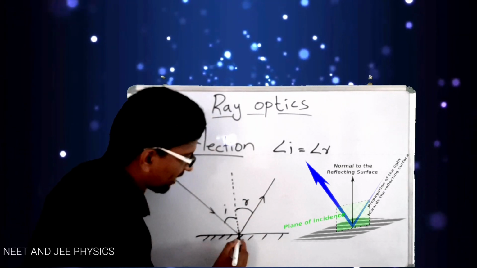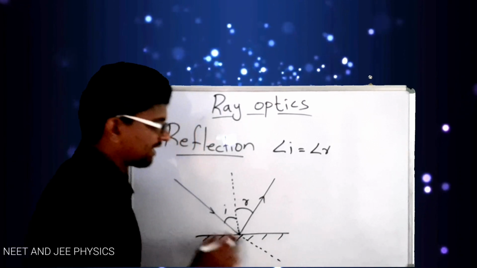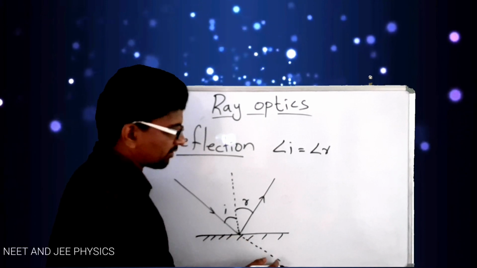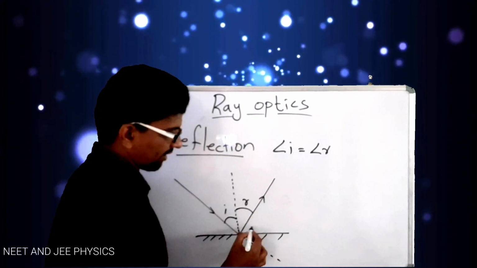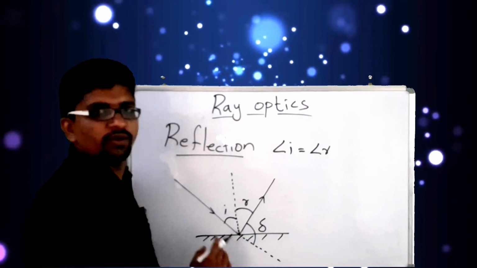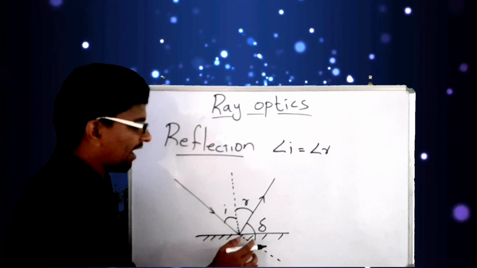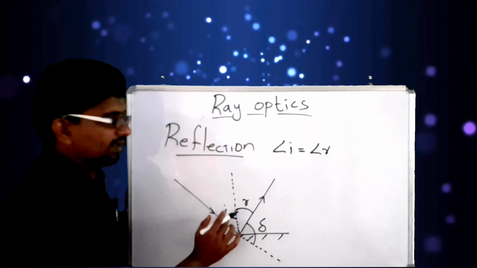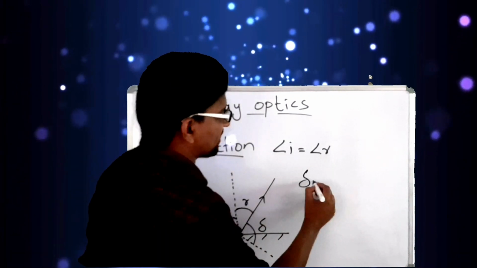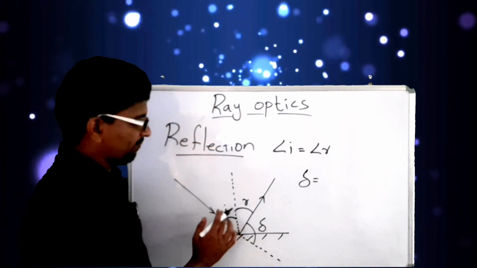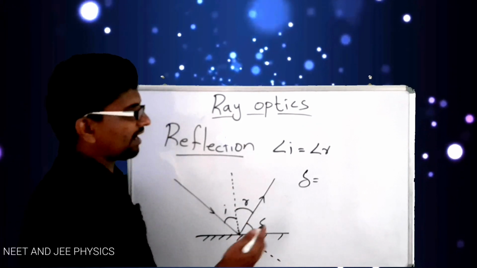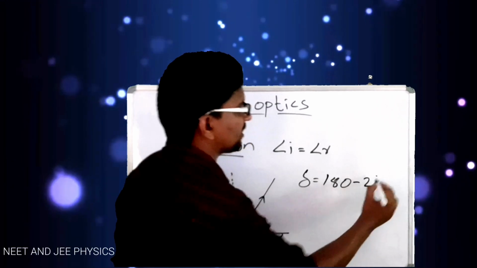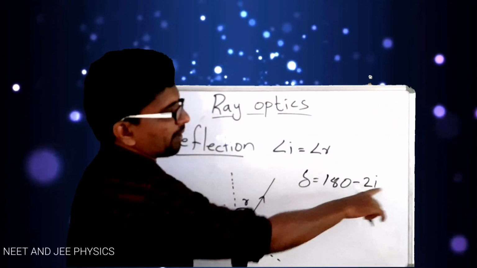And you can see one more angle. This dotted line indicates the actual path of the light ray. The angle between this actual path of the light ray and the reflected ray is called the angle of deviation. We know this entire angle is 180 degrees. So delta is equal to, according to the law of reflection, these two angles being equal, 180 minus 2i. Otherwise you can say 180 minus 2r.